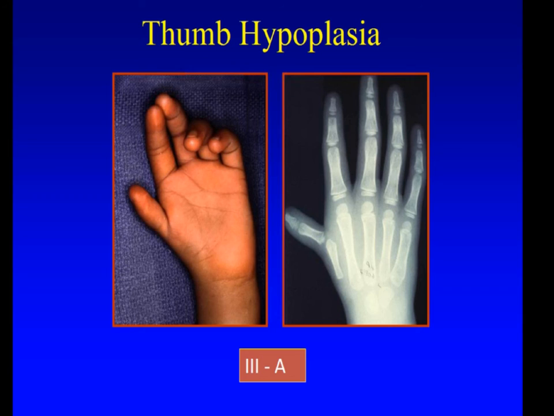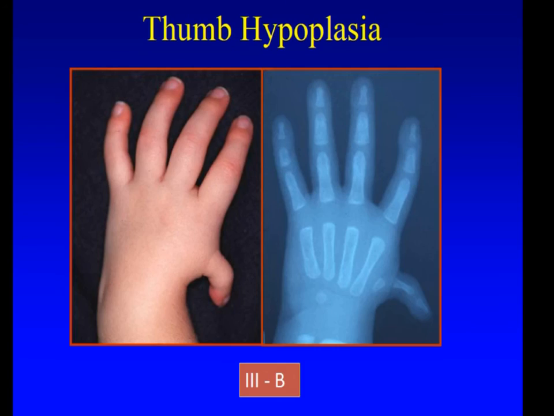But you can see there are no thenar muscles on that photo on the left. But the base of that thumb metacarpal is squared off. So that's going to represent a stable CMC joint. So you could potentially do tendon transfers and make this a functioning thumb.